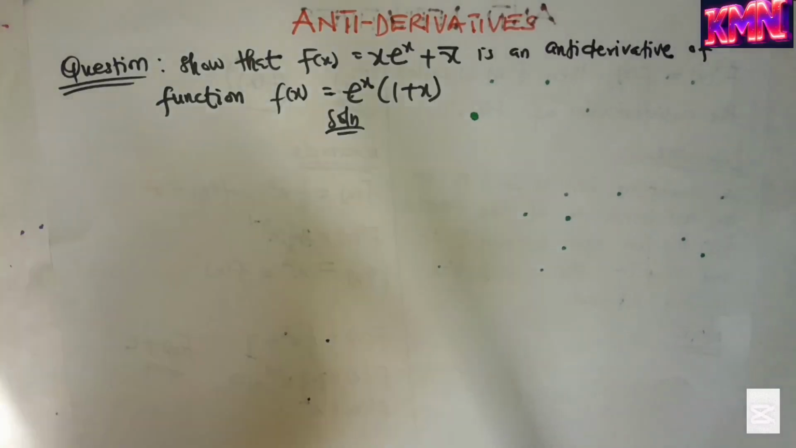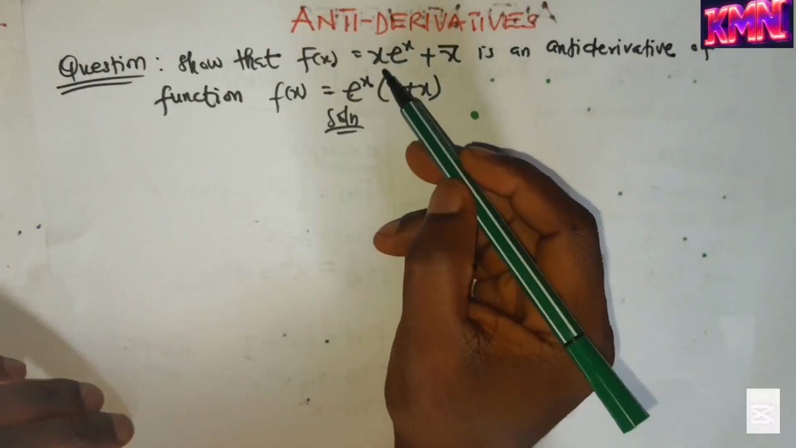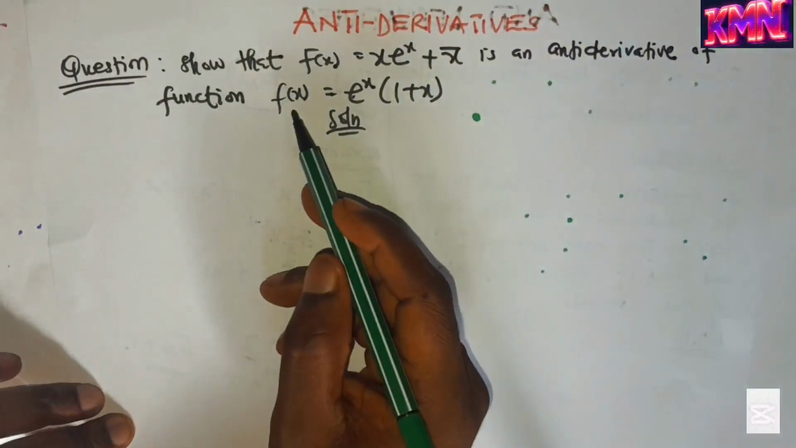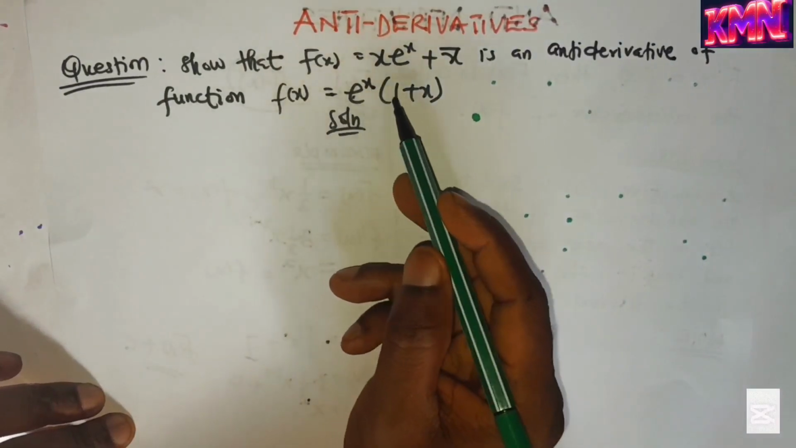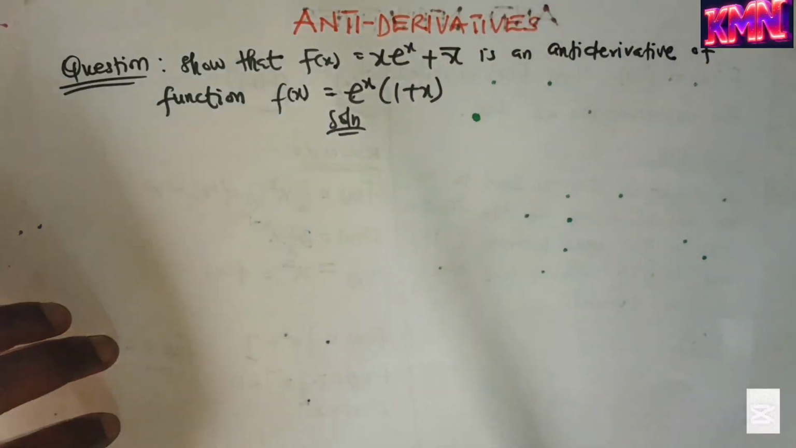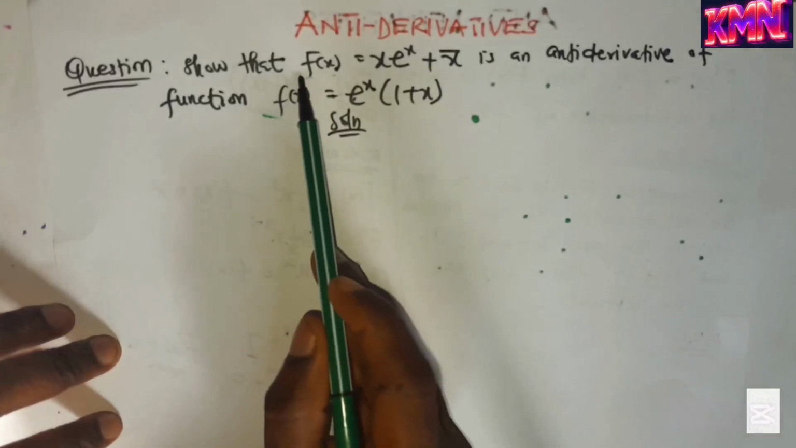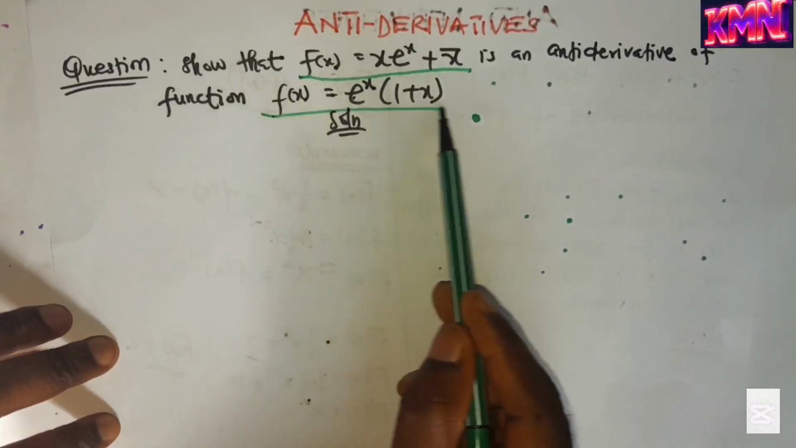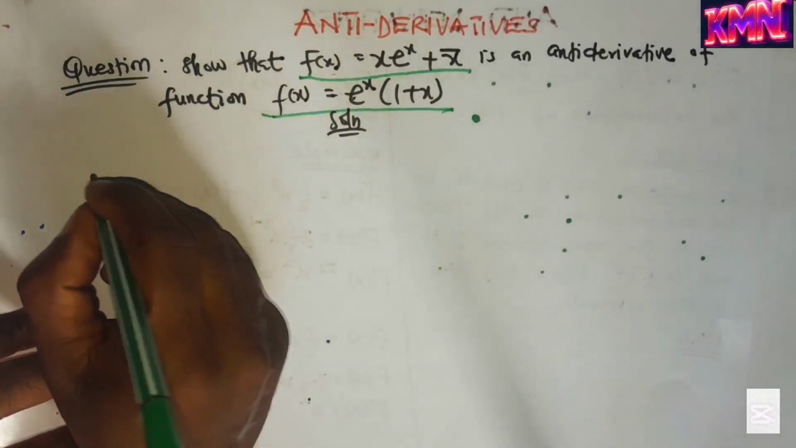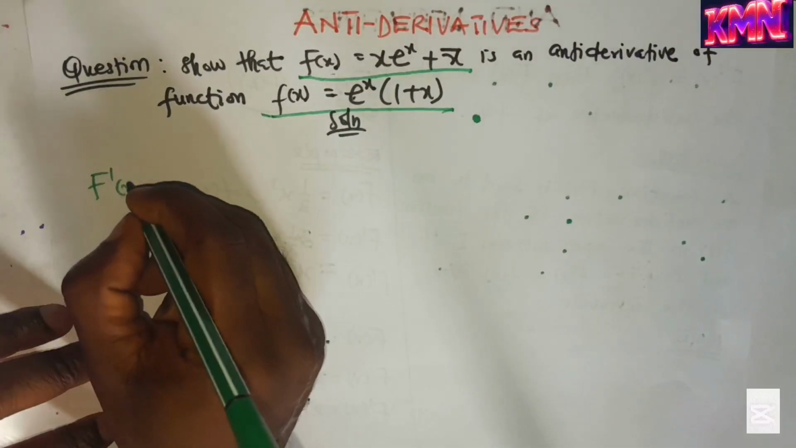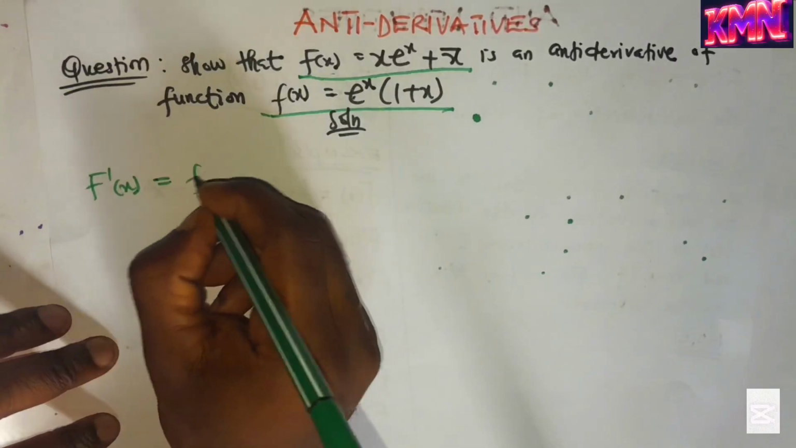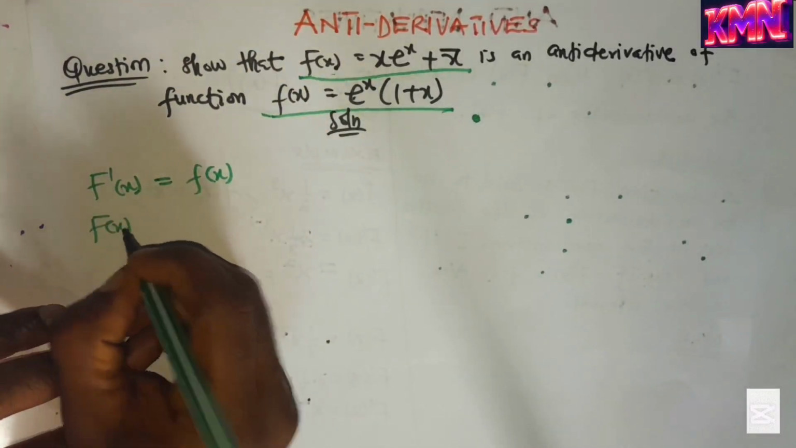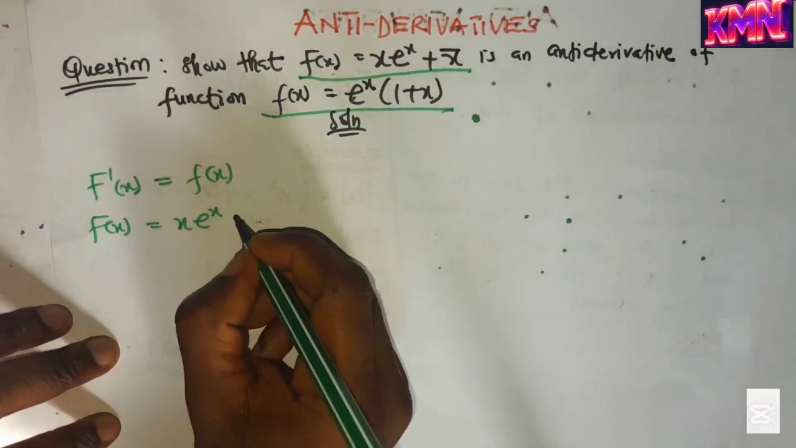The problem says show that big F at x equals x e power x plus pi is an antiderivative of a function small f at x equals e power x bracket 1 plus x. Let's see how we can solve this. We know that if the function big F at x equals this is said to be an antiderivative of the small f at x equals this, then we can say that big F prime of x is equal to small f at x. Now, what is our big F at x? Big F at x equals x e power x plus pi.